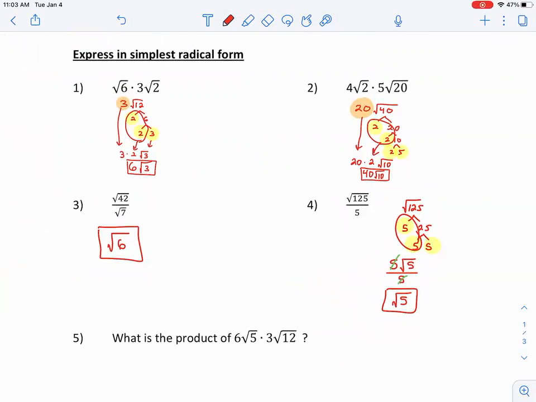Just a little different twist with those when we're multiplying and dividing. But remember, stuff that's on the outside goes together and stuff that's on the inside goes together. All right, any questions, guys?